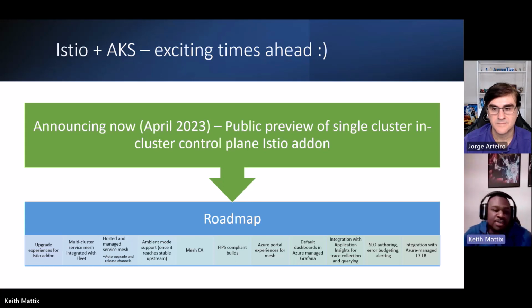I'm running through some of these rapid fire. Mesh CA, where Azure is looking to try to manage the certificate authority and the certificate operations for your service mesh. FIPS compliant builds for all you FedRAMP people out there. We know how important that is to you, and we're working to try to get those FIPS builds out to you so you can use Istio in your highly regulated deployments.